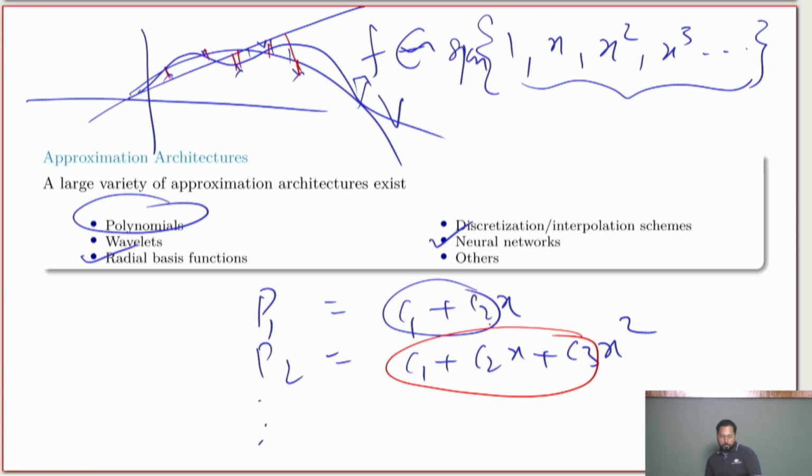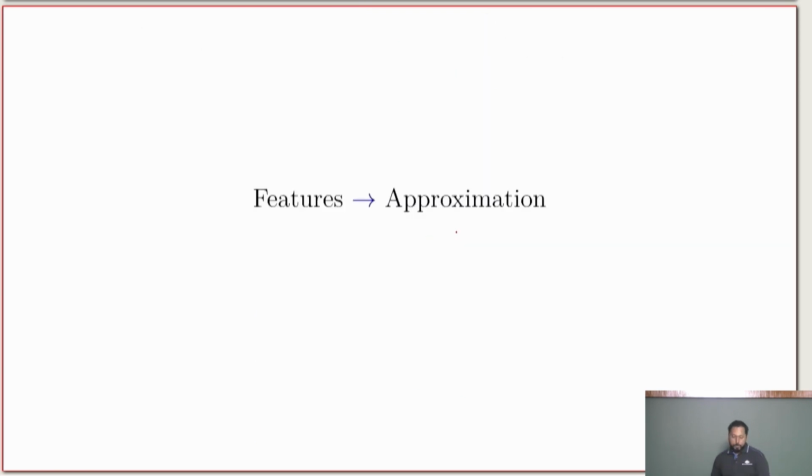So depending on the problem at hand, you may go for cheaper approximations or more complicated approximations. If it is really very complicated, then always go for neural networks. Okay.